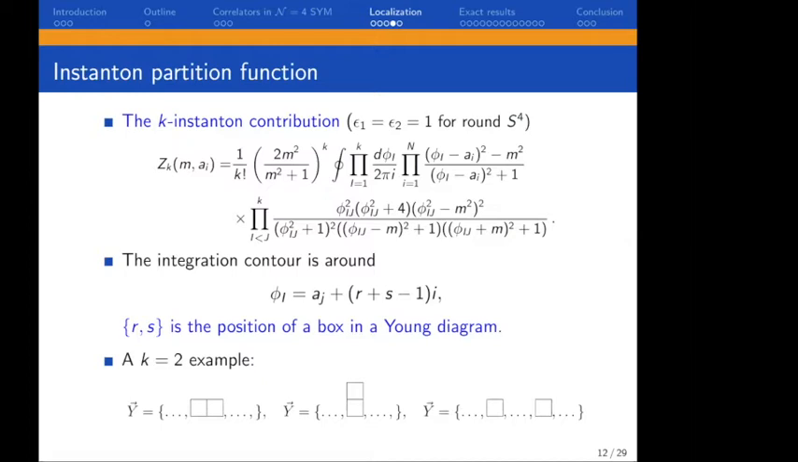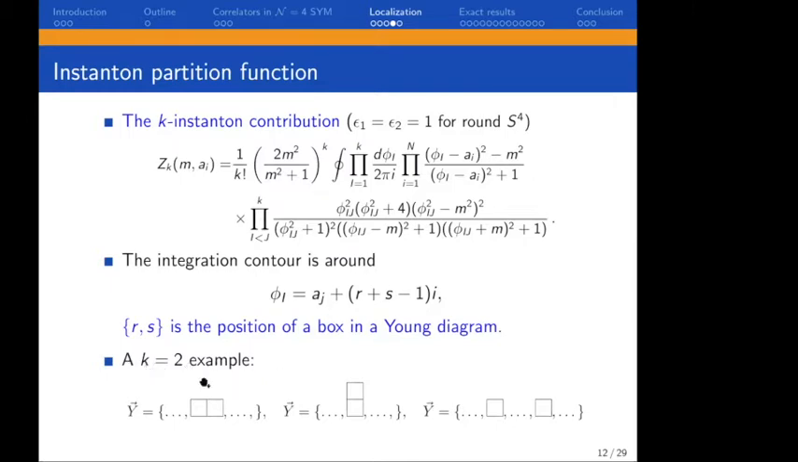So again, to be explicit, the instanton contribution takes this form, maybe not so simple, but anyway this is an expression for the k instanton contribution to the partition function. There is a contour integral you have to do, and the contour surrounds this object phi I at this particular pole, where R and S are indicated by the position of a box in a Young diagram.